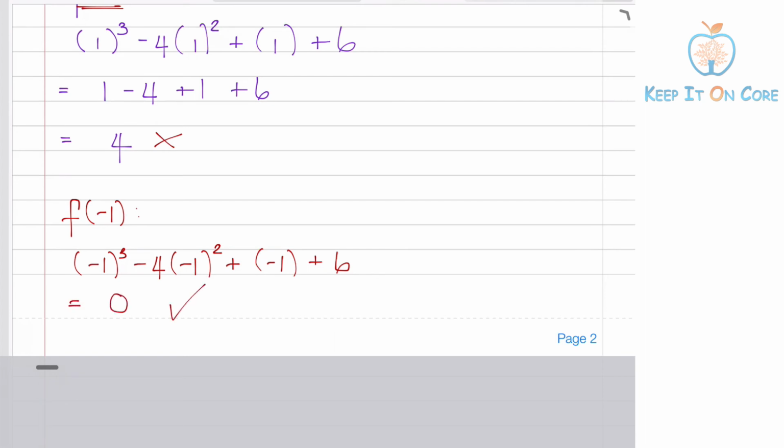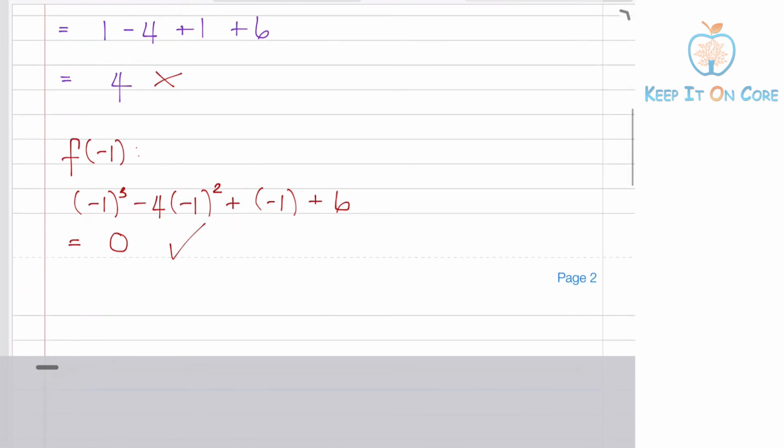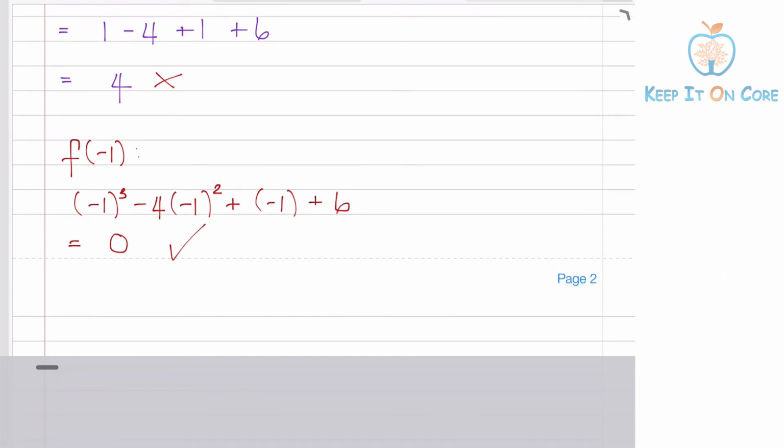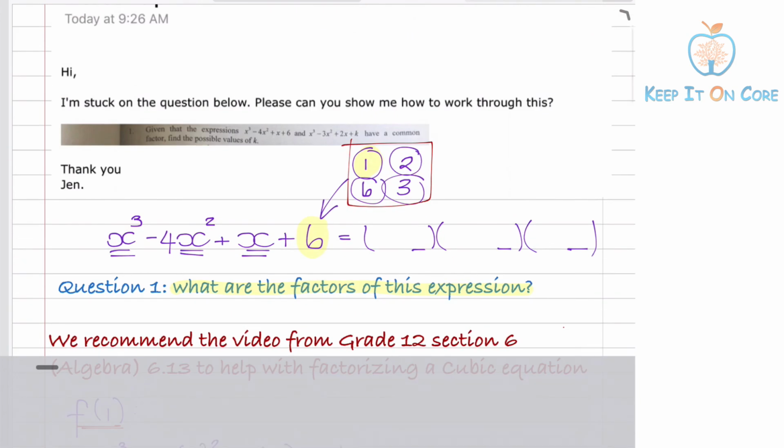That is exactly what you want, because the second you've got that, you can make the following conclusion. If we know that x is equal to negative 1, then if that negative 1 were to jump back over the equal sign, it would make the bracket x plus 1, and we can say that x plus 1 is a factor. So what we know right now is that this first bracket is x plus 1. Great. But what about these two?